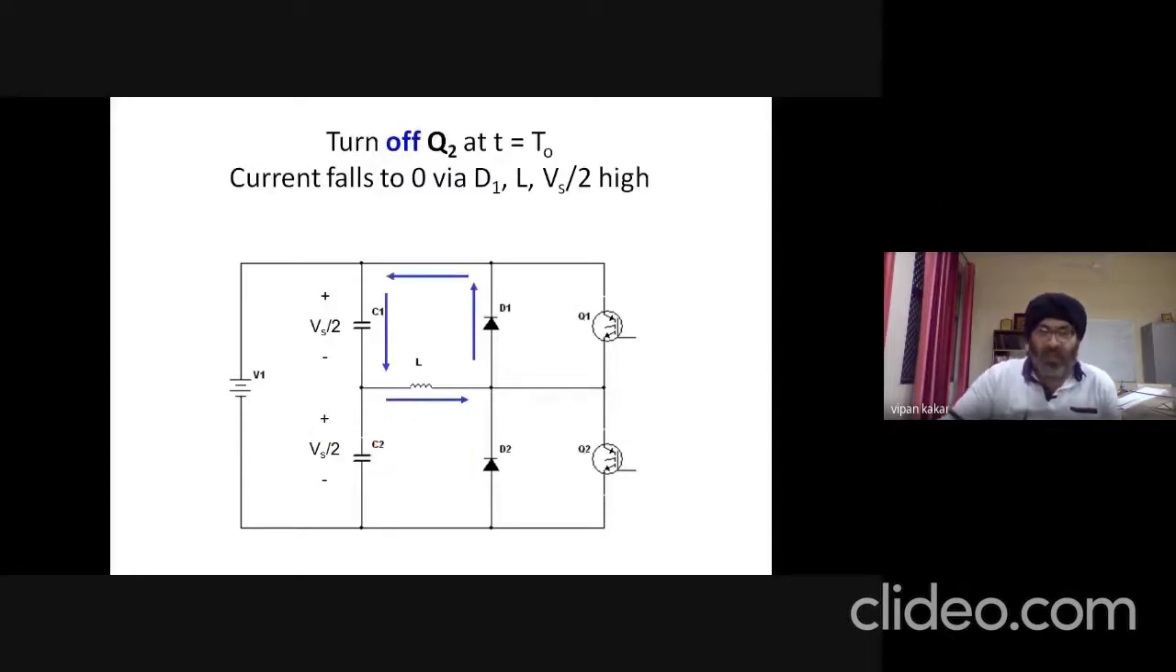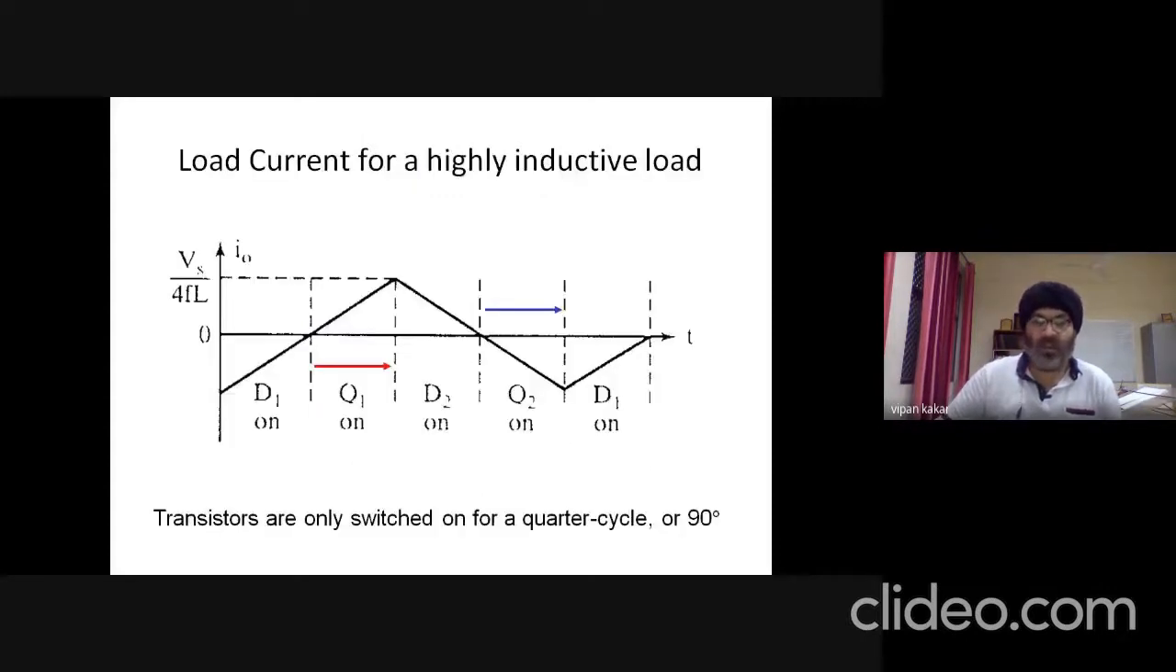Now, again, when Q2 was switched on, the ramping up through this load happened. And once this Q2 is again turned off, deramping of this current will happen through D1 now. And at the output, we have a Vs by 2 high, meaning the high side. So this will be our current waveform over here.